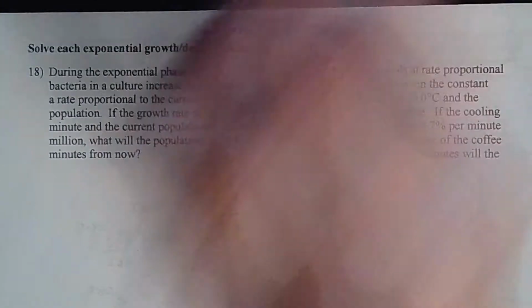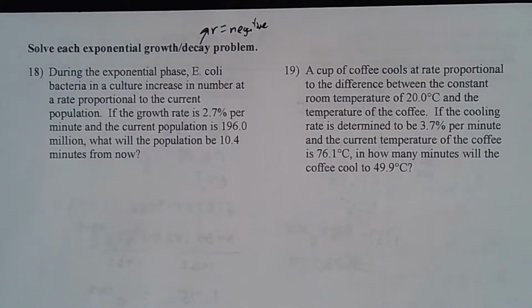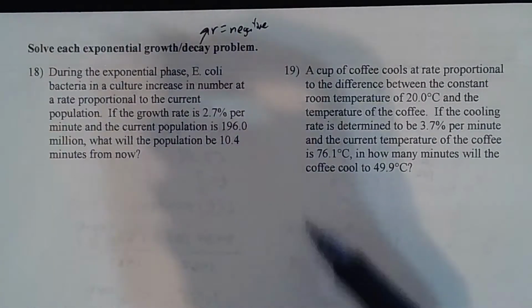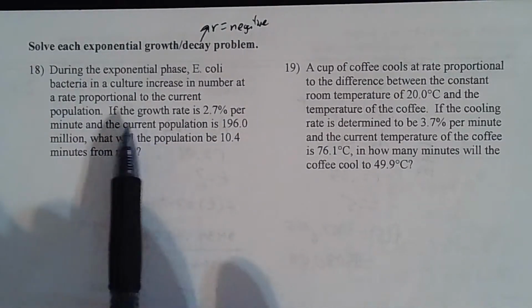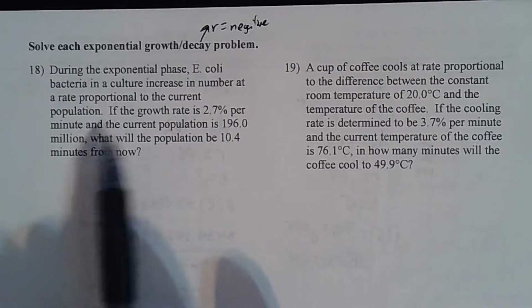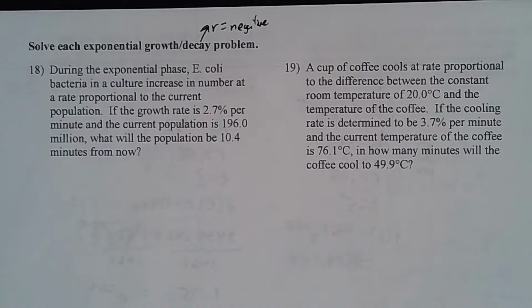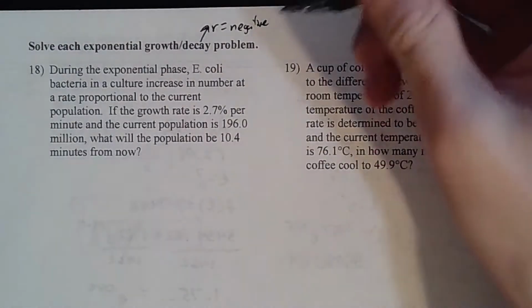Anyways, let's read this problem. During the exponential phase, E. coli bacteria in a culture increase in number at a rate proportional to the current population. So this is exponential growth because it's exponential. If the growth rate is 2.7% per minute and the current population is 1960 million, what will the population be 10.4 minutes from now? So again, we need our equation.